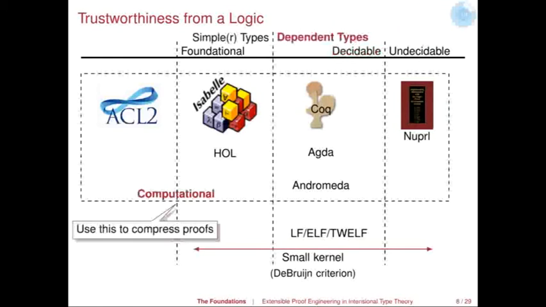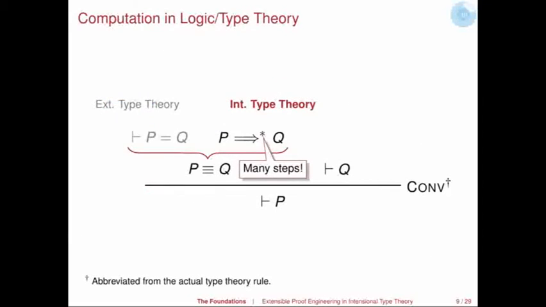Another line that we can draw here is computational. This is the conversion rule we just talked about. So all of these logics up here are computational. And the key insight of computational reflection is we're going to use this notion of computation in order to compress the proof objects. And if we take a look at the rule, this star here is allowing us to do an arbitrary number of steps. We can run this term as long as we want because we know it's going to terminate.